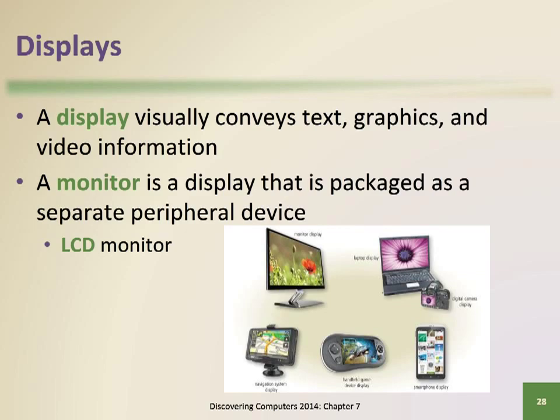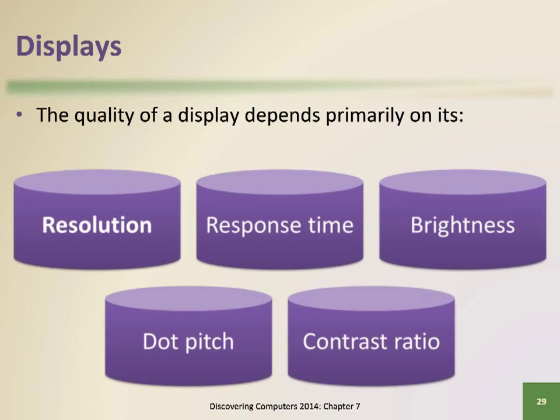A display device is a hardware component that can visually convey text, graphics, and video information to one or more people. The information shown on a display device is known as soft copy. One example of a display device is the LCD monitor, which is also known as a flat panel monitor. Display quality depends primarily on its resolution, response time, brightness, dot pitch, and contrast ratio.